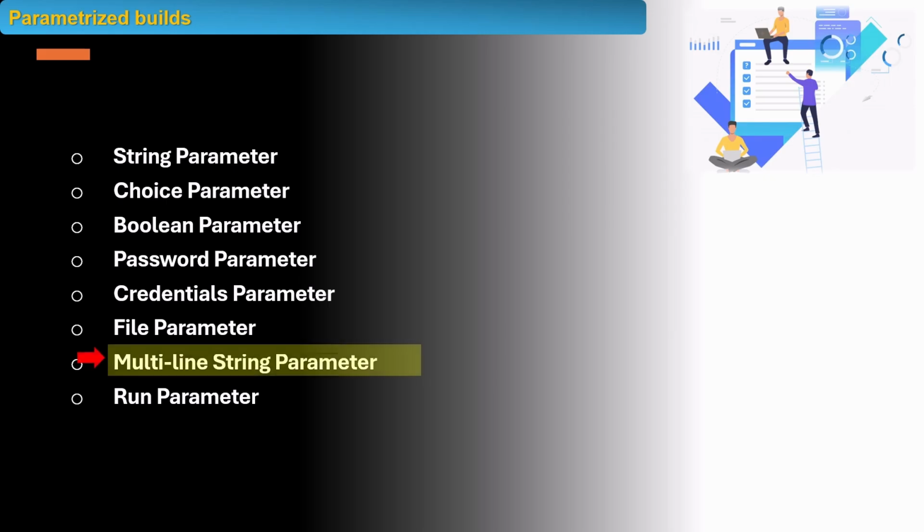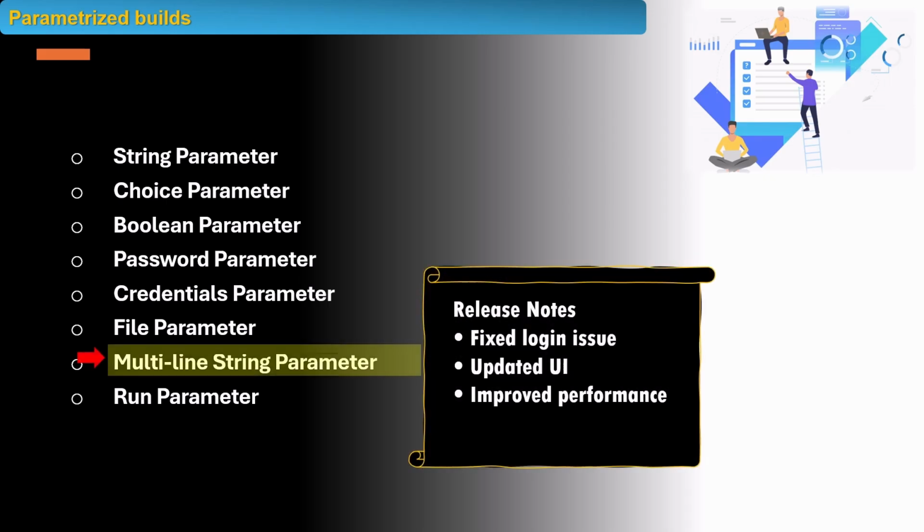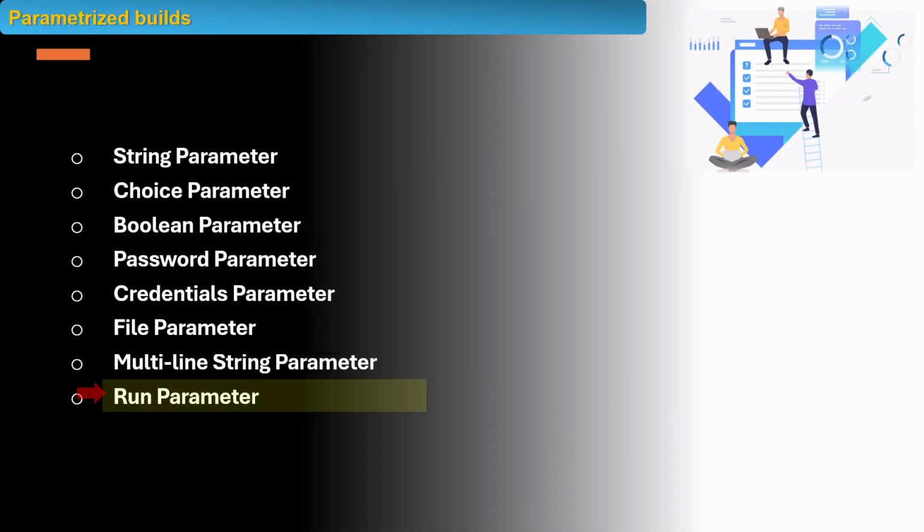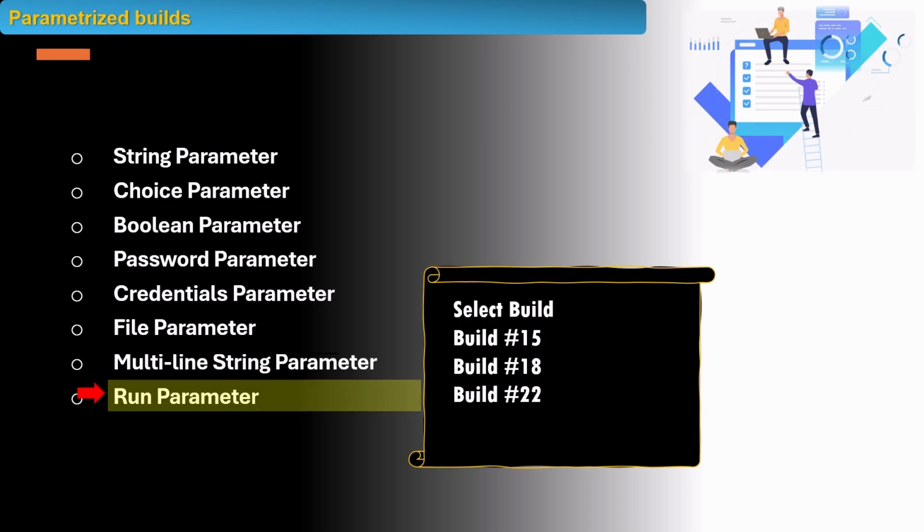This is useful when the input is longer, for example, release notes, deployment comments, change descriptions, or large configuration values. A run parameter allows the user to select a previously completed Jenkins build. This is useful where another job depends on artifacts generated by an earlier build.